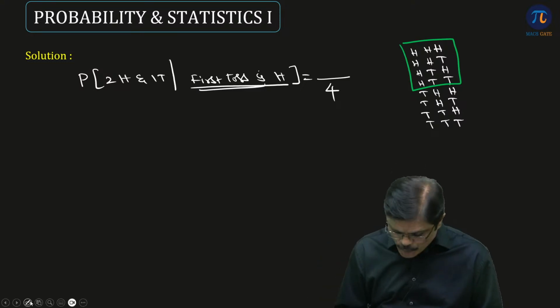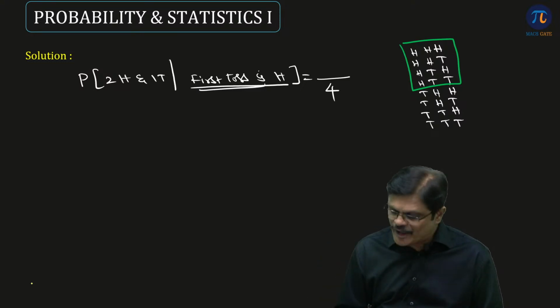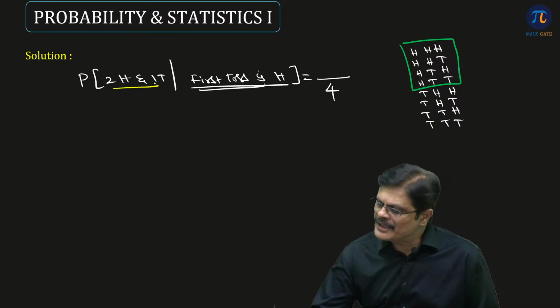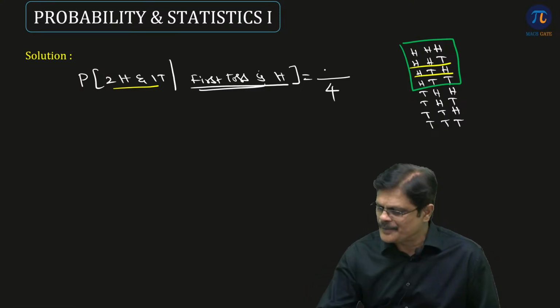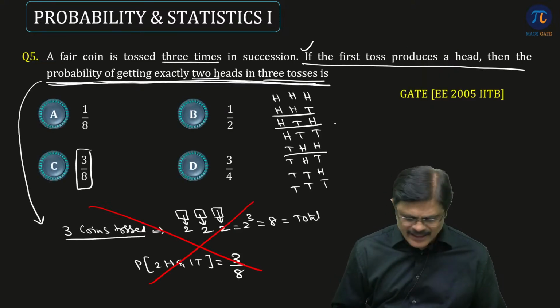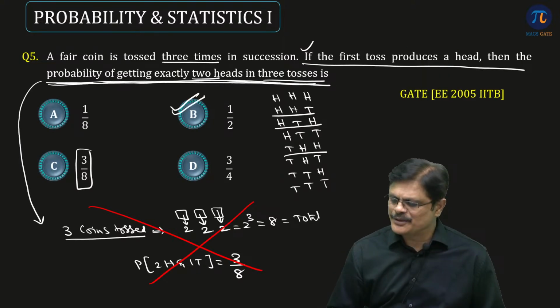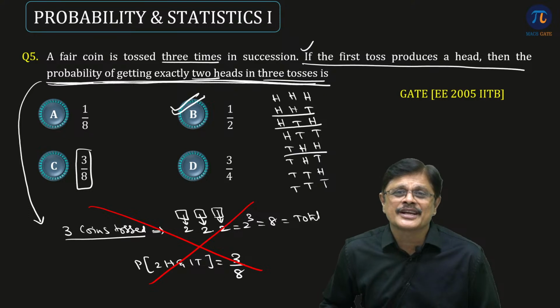Out of these 4 cases, how many are favorable for 2 heads and 1 tail? 2 heads and 1 tail, only 2 cases are favorable. So what is the probability here, sir? 1 by 2. So what is the probability here? It is 1 by 2. So please read the question carefully.